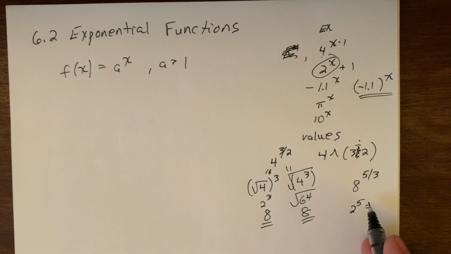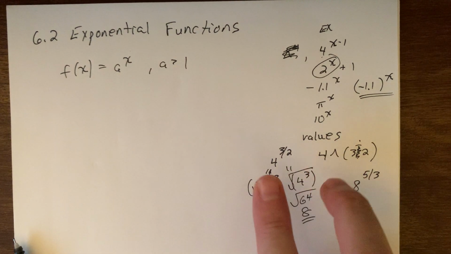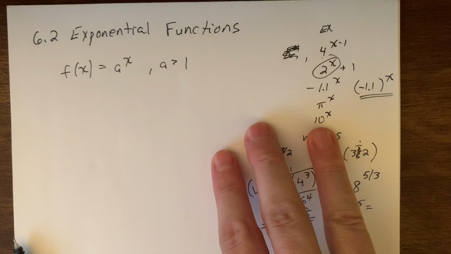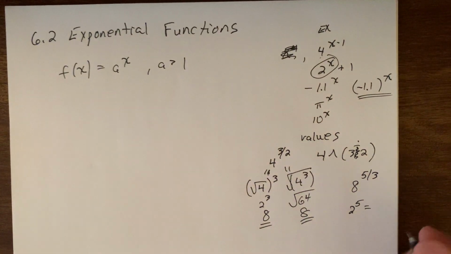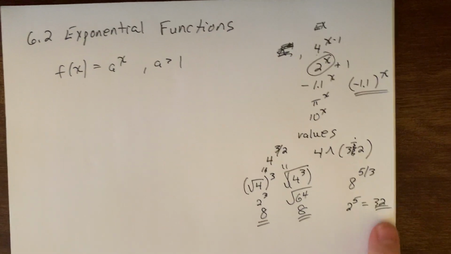And now 2 to the 5th power, I may not know that off the top of my head, but just after a quick multiplication, 2 times 2 is 4, times 1 more 2 is 8, times 1 more 2 is 16, 1 more 2, and 2 to the 5th power is 32.